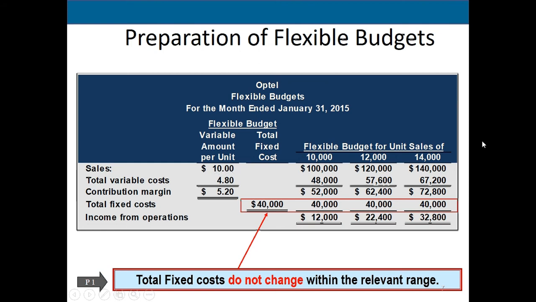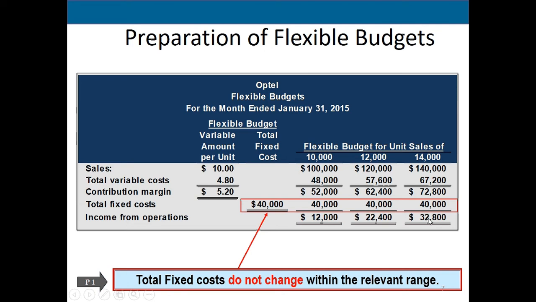10 times 12,000 is 120,000. Do you remember what it was on the fixed budget report when we sold 12,000 units? It wasn't 120,000, right? And I'd mentioned that something else is wrong. Variable cost is 4.80 times 12,000 units, for 57,600. So basically what the flexible budget shows us is what net income should be if we sell 12,000, if we sell 14,000.